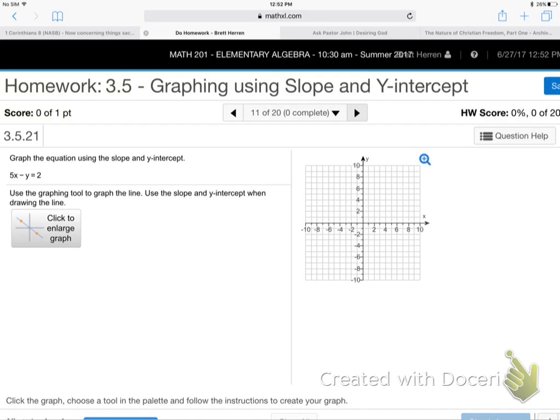Okay, so let's try that one. So they want us to graph. We did some of this yesterday. 5x minus y equals 2. So how do we do that? What do we do to graph that thing? Like always. So go ahead and do that.